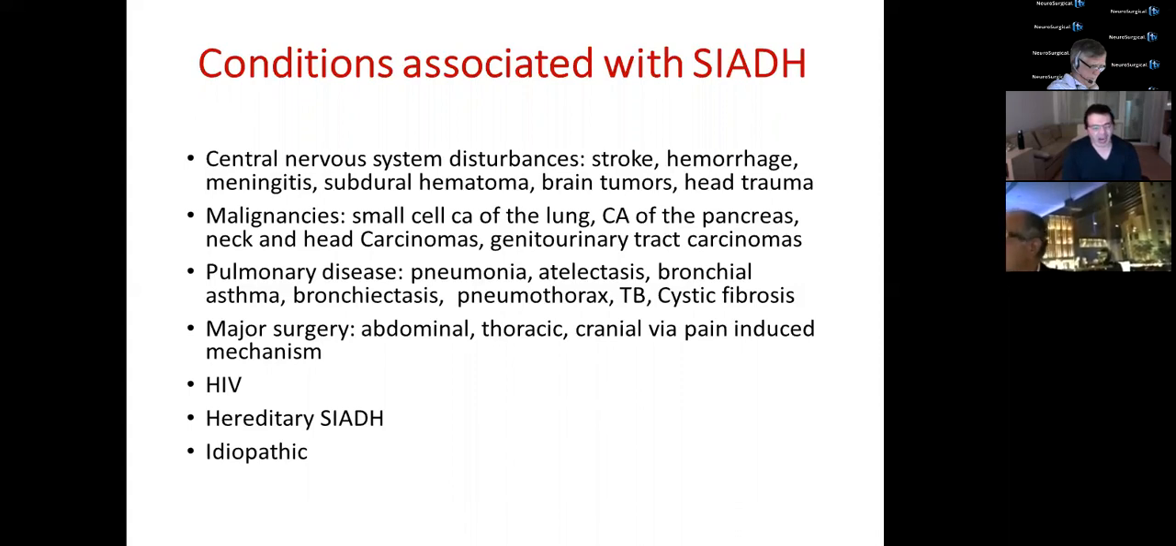Pulmonary diseases like pneumonia, atelectasis, bronchiectasis, and TB can cause syndrome of inappropriate ADH secretion. A major surgery, whether abdominal or thoracic, via a pain mechanism, can cause hyponatremia and syndrome of inappropriate ADH secretion. Also HIV, hereditary syndrome, and idiopathic causes.